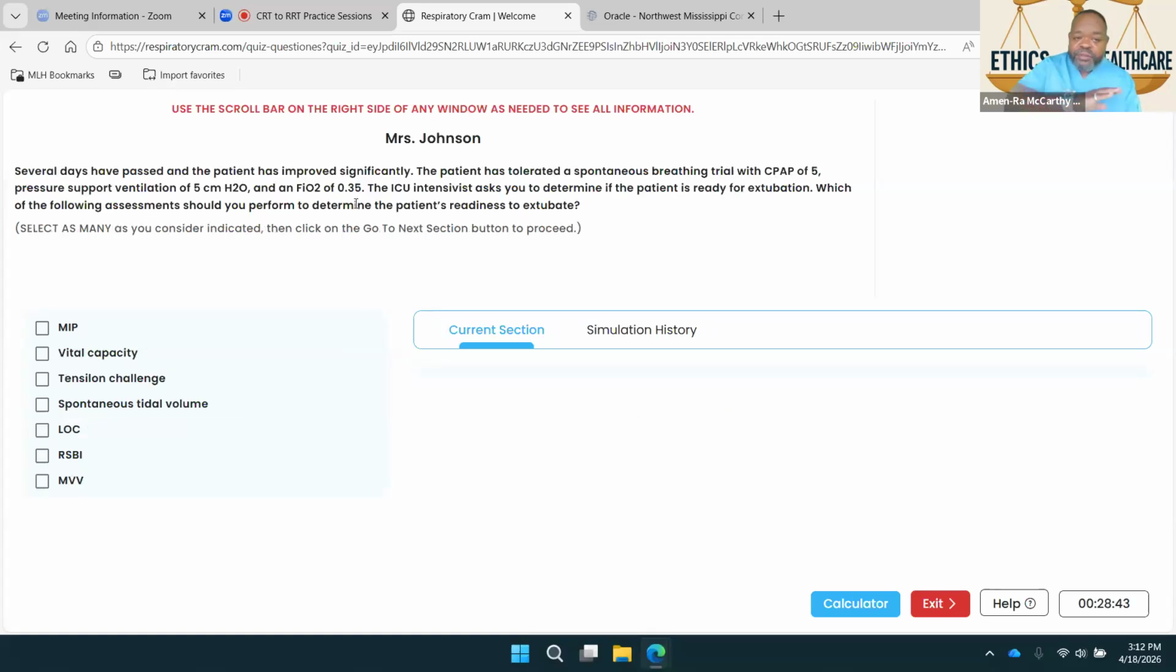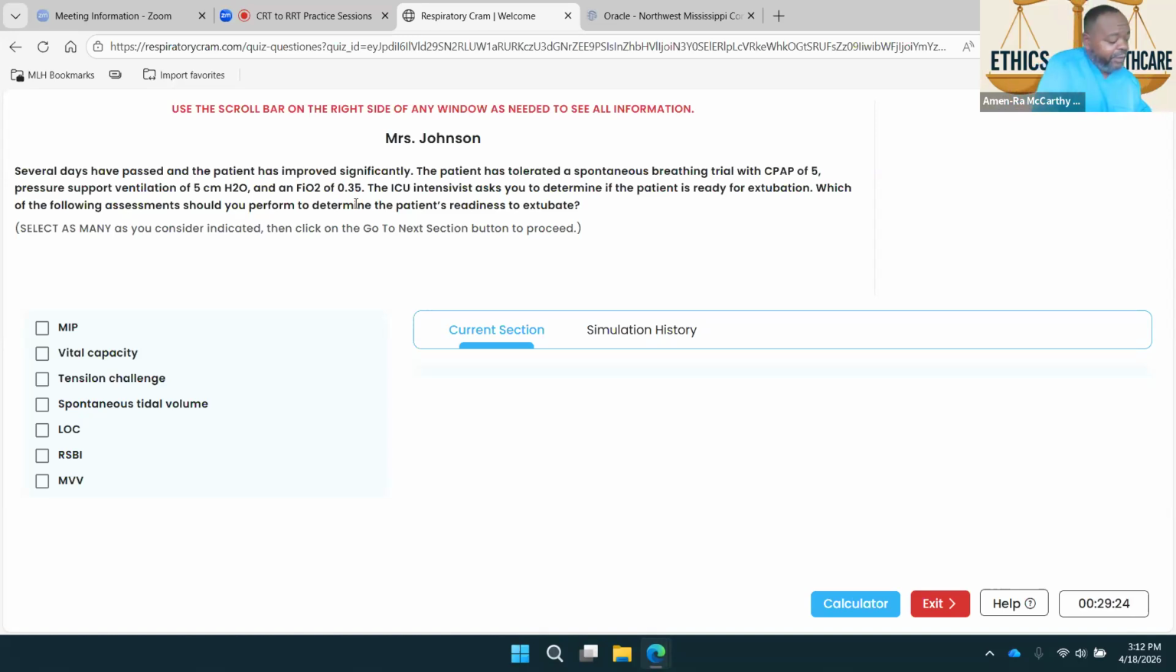Last one. Several days have passed. The patient has improved significantly. The patient has tolerated spontaneous breathing trials with CPAP 5/5, right? Pressure support of 5, FiO2 of 35%. The ICU doctor asks you to determine, is the patient ready for extubation? So which of the following assessments do we want to get to determine is this patient ready to extubate? Now, when we get to those ventilator indications, contraindications, and extubation indications and contraindications, right? You need to know those.